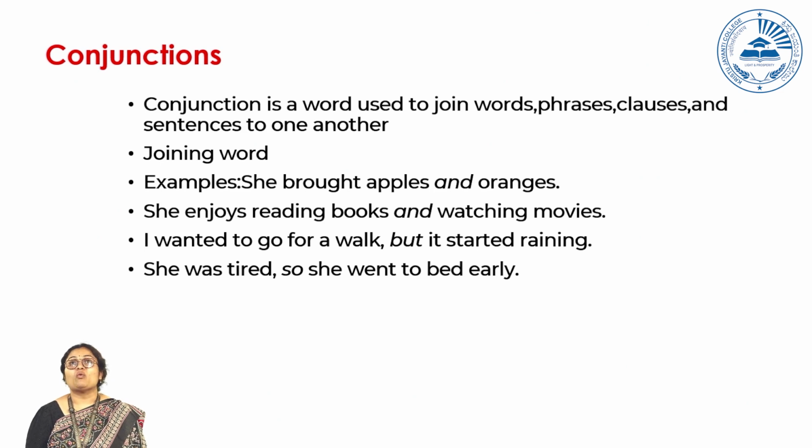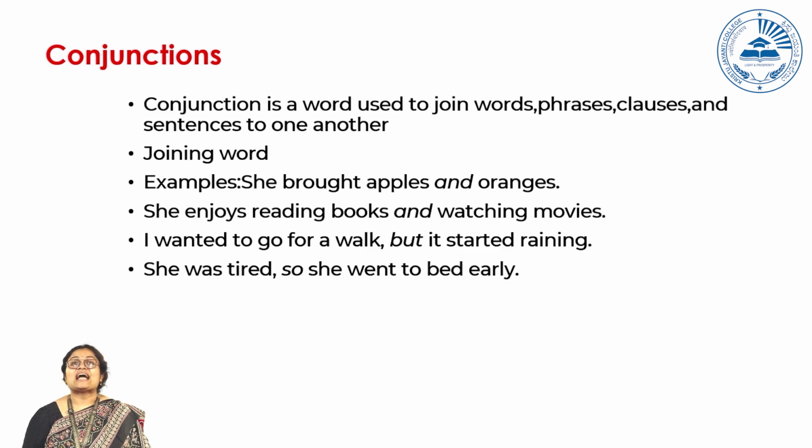So conjunction, what is conjunction? If you get into a road, you will find that there are different roads coming together at a particular point and meeting there, right? So that is known as junction. Even if you look at the word conjunction, you will find that there is this term junction there. Right? So when it comes to grammar also, conjunction is a word used to join words, phrases, clauses and sentences to one another. In simpler terms, conjunction is nothing but a joining word.